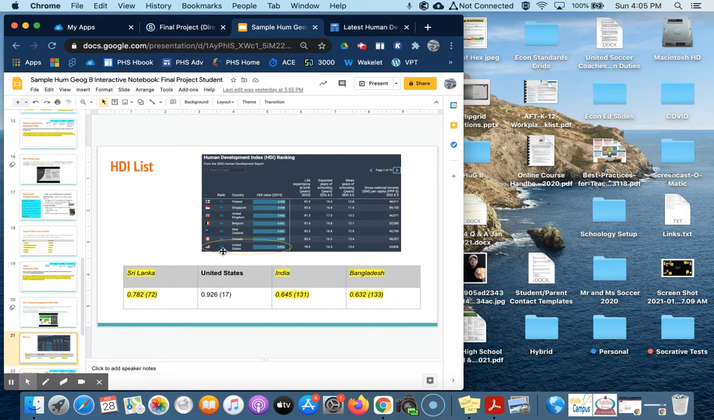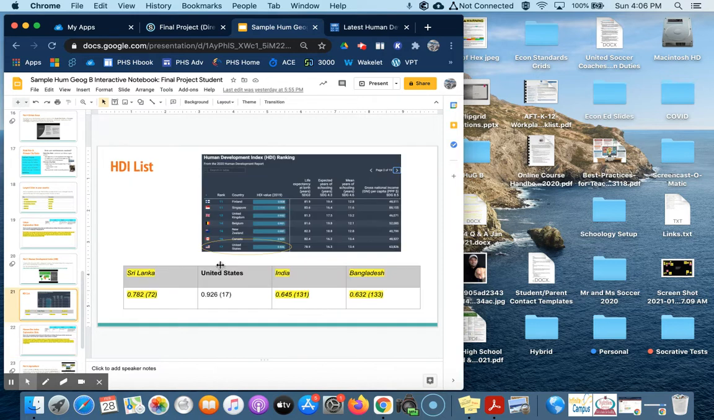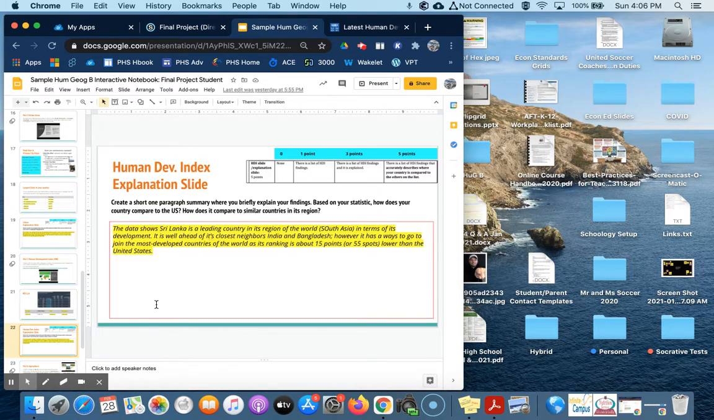You can see the US is 17th in the world in HDI, Human Development Index. Sri Lanka ranks much lower than the US, but much higher than India and Bangladesh. In my explanation slide, then, that's what I'm saying. It's well ahead of its closest neighbors. However, it has a long ways to go to join the most developed countries of the world, as its ranking is about 15 points, when you're looking at those numbers, right? About 15 points lower than the United States. 0.78 is about 15 points lower than 0.92. And then in terms of spots and rank, it's 55 spots lower than the US.